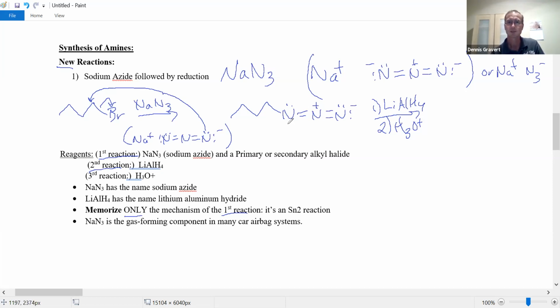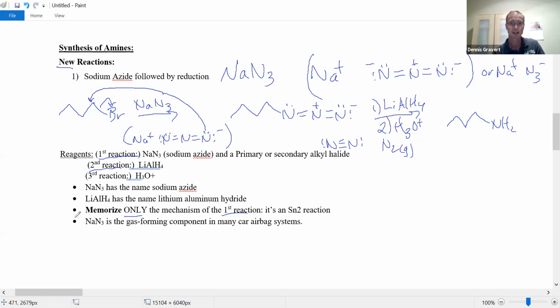Adding hydrogens, we'll put 2 hydrogens here, kick this group out, probably as nitrogen with the triple bond, or nitrogen gas. So there will be some fizzing happening in this reaction with lithium aluminum hydride, fizzing of nitrogen gas bubbling out of the system. And you'll make your amine in high yield and in fairly good purity.